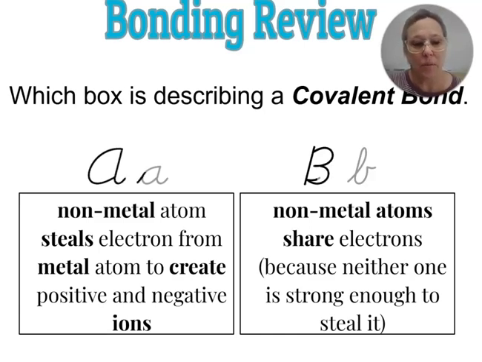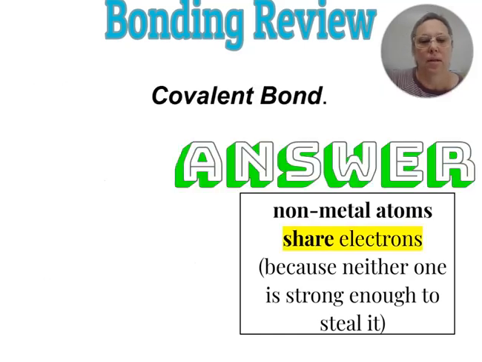Are covalent bonds when a non-metal atom steals an electron from a metal atom to create positive and negative ions, or is it box B? Non-metal atoms share electrons because neither one of them has a strong enough electronegativity relative to the other one to steal it. Hopefully you answered the second box, box B.